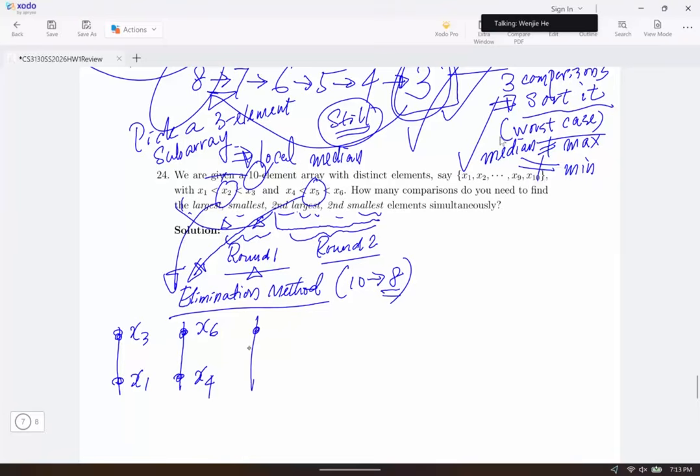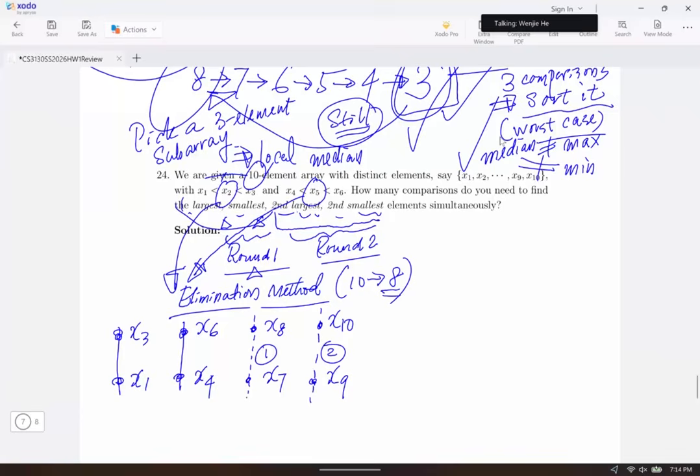Let me use a different notation. Next pair, x8, x7. We need to do a comparison to know their order. The last pair, x10, x9. Comparison number 1, comparison number 2.